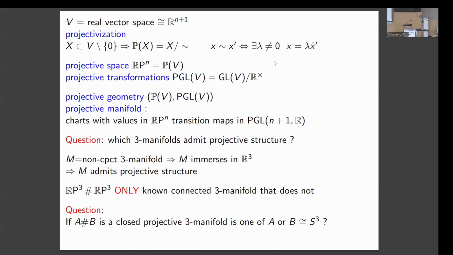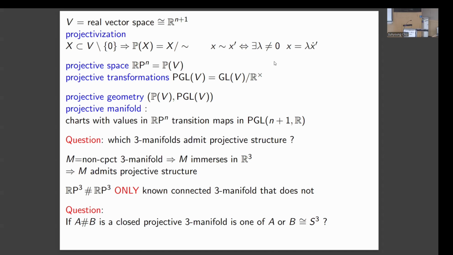Okay, so the notation RPn, real projective space of dimension n, comes from projectivizing a real vector space of dimension n plus 1. And so I'll sometimes call that RPn and sometimes call it the projectivization of V. The group of projective transformations, linear maps, acts on a vector space. They send one-dimensional spaces to themselves. So they send points in projective space to points in projective space. And the center acts trivially. So the projective general linear group acts effectively on real projective space.